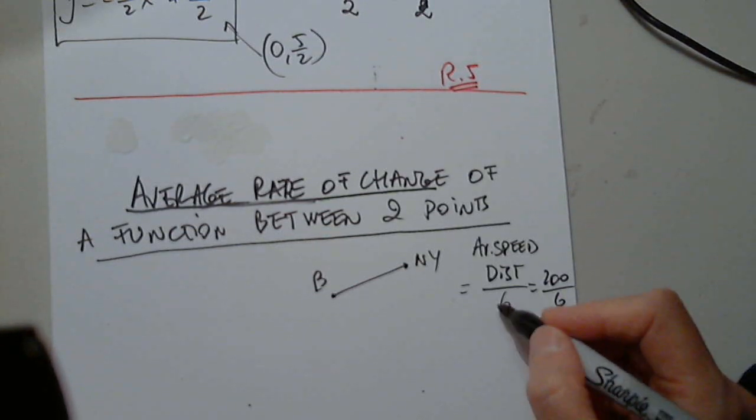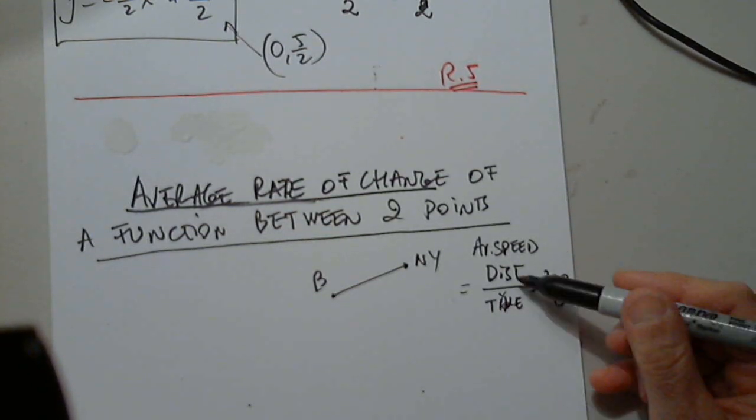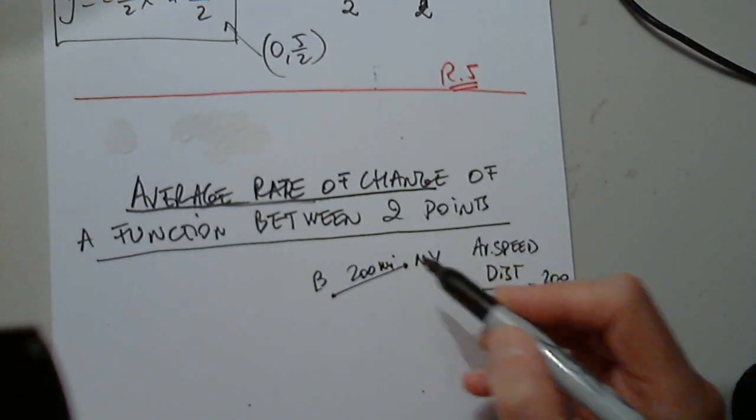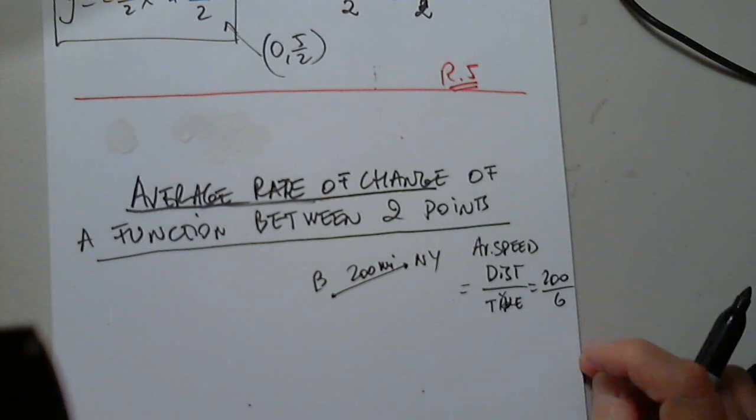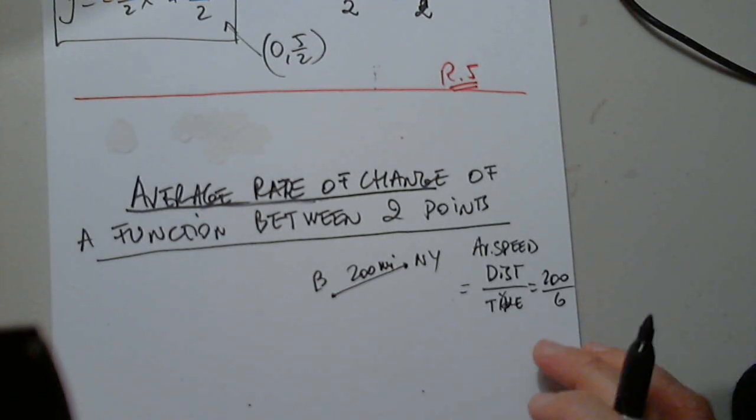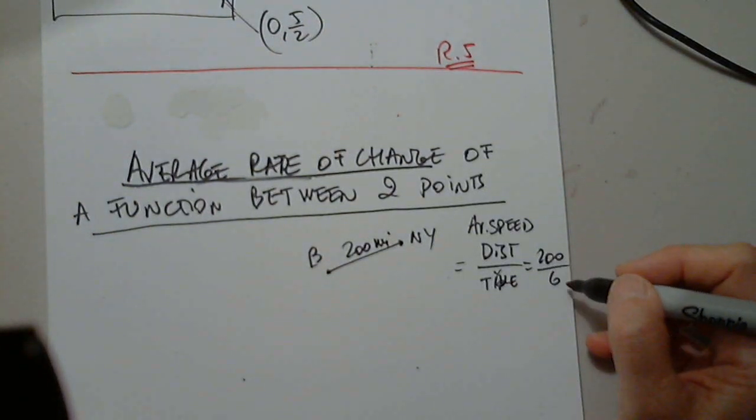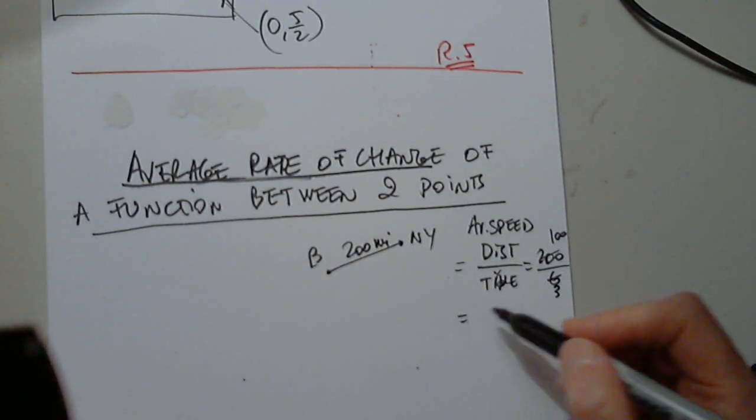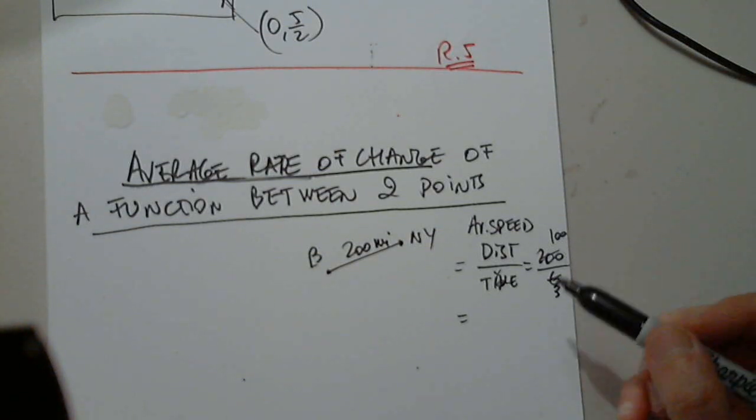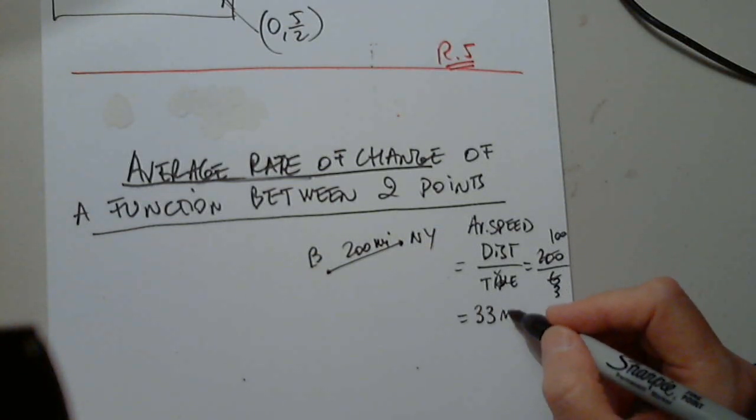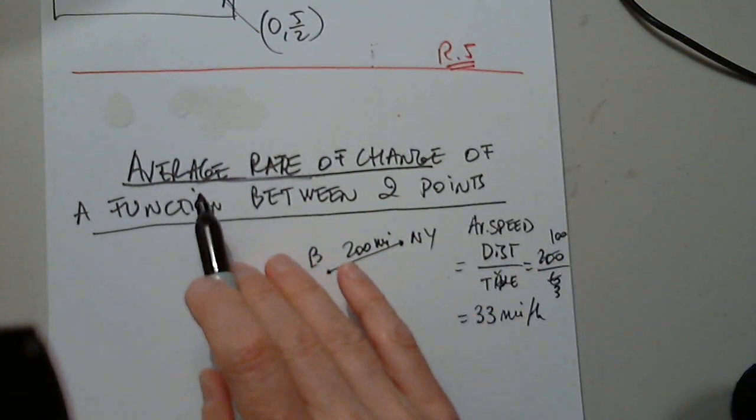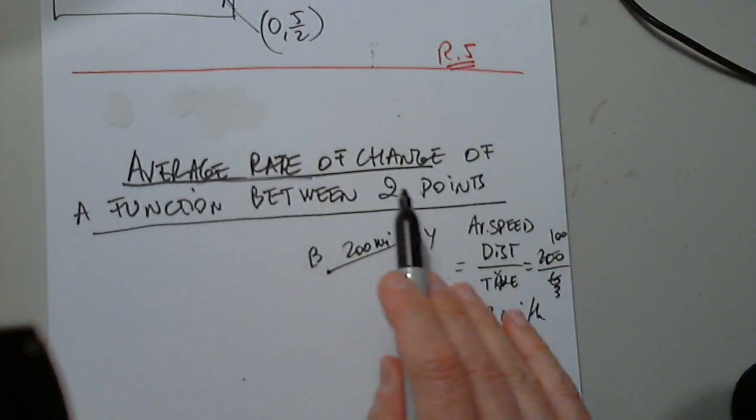So distance, I should write here time first. So distance divided by time. So 200 miles between Baltimore and New York. I use 6 hours. And then that is the answer. 200 divided by 6. So I'll simplify, 100 divided by 3. So on average, I will have 33 miles per hour. That's my average. So that's how we determine the average rate of change of any function between 2 points.